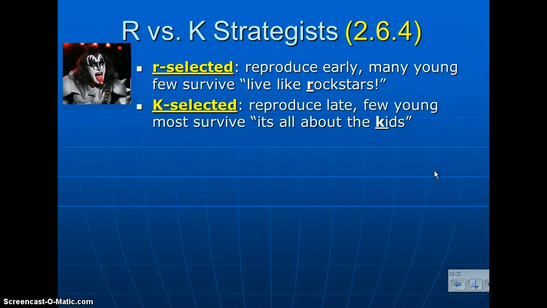Another type is the K-selected. They reproduce pretty late in their lifetime. They reproduce not very many organisms, and they really like to parent them because it's all about the kids. Oh, the kids.